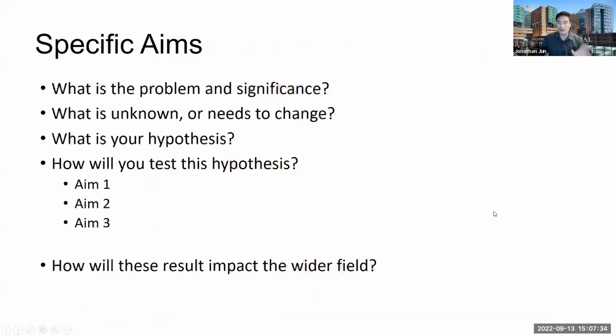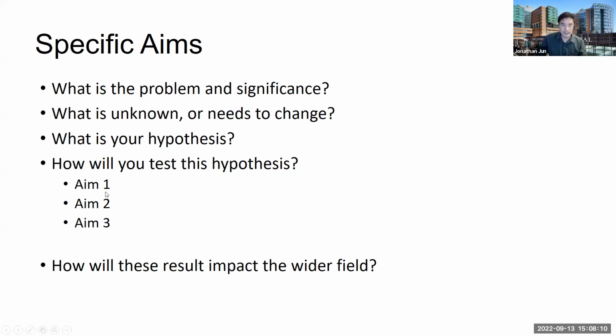So going back to aims, I know this isn't the topic today, but I look at the research plan as essentially a blown up version of your aims. It's going to rehash what you've hopefully already articulated in your aims. So what's the problem? Why is it important? Why is it significant? What is unknown or what needs to change? What is your hypothesis? I will emphasize it should be very evident from the writing what your hypothesis is, but it's always good to just spell it right out, put it in bold. My hypothesis is.